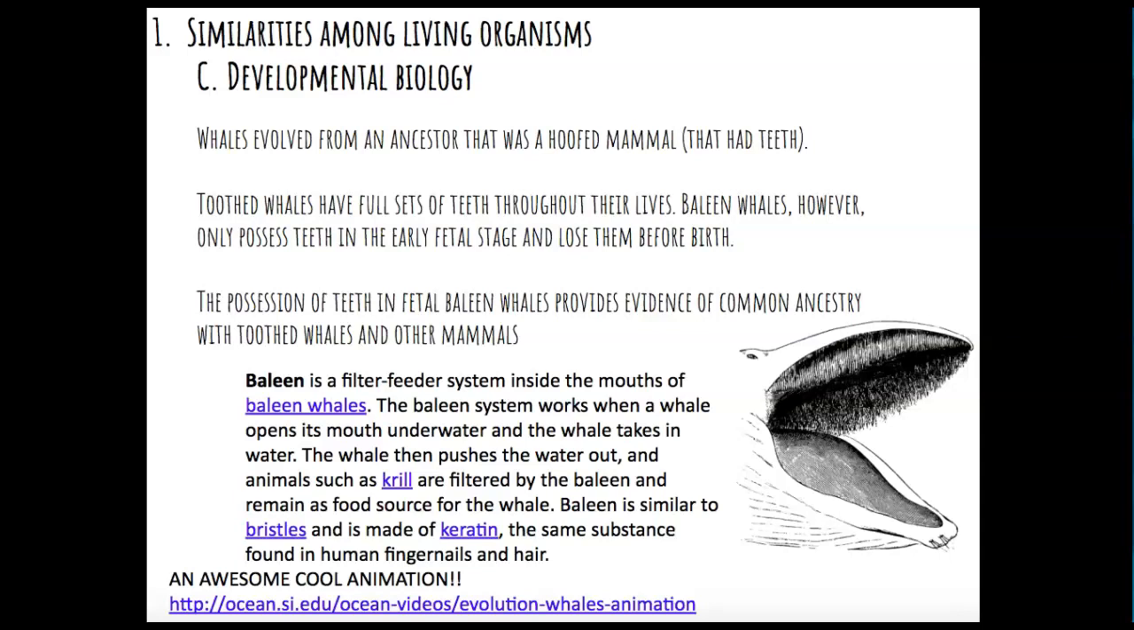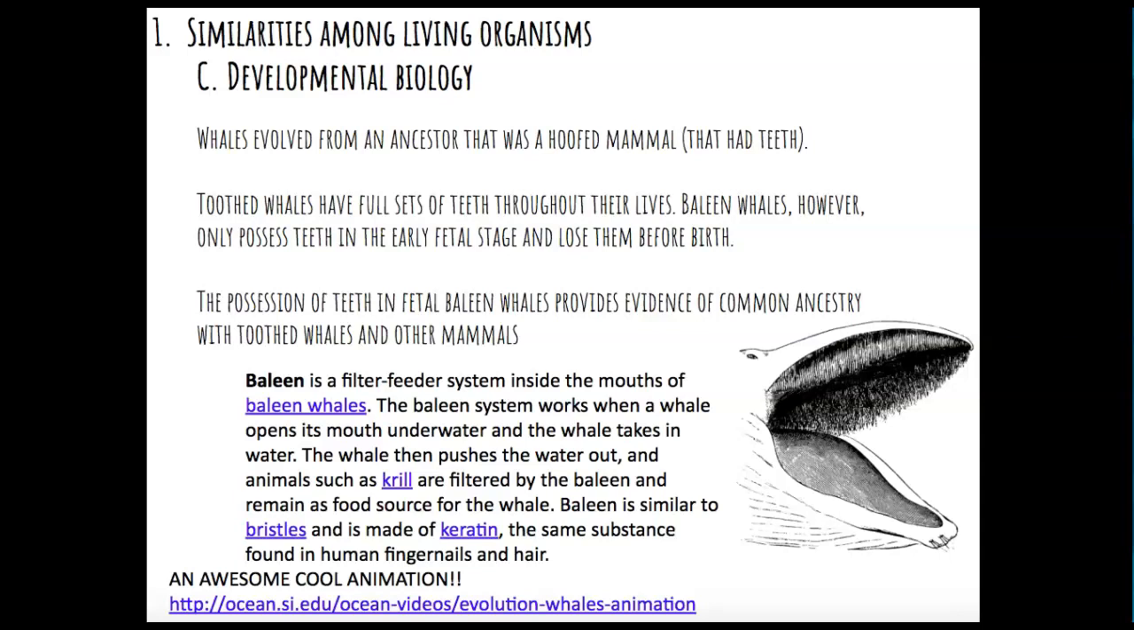Toothed whales have full sets of teeth throughout their lives. Think of killer whales. Baleen whales, however, only possess teeth in the early fetal stage and lose them before birth. So baleen whales would be something like a humpback whale, where they have those long strands of baleen that they filter food in and out of.